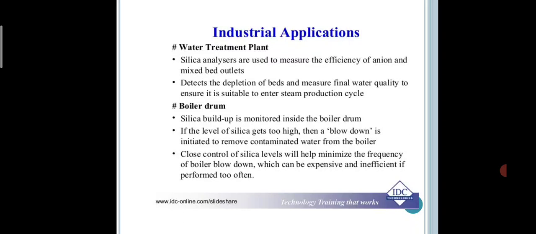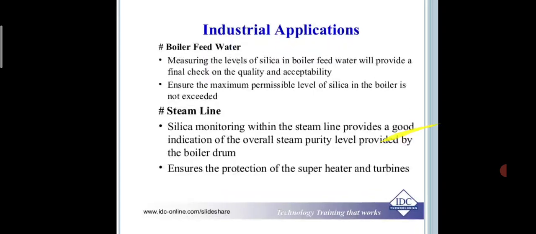The industrial applications of silica analyzers. Water treatment plants: the silica analyzers are used to measure the efficiency of anion and mixed bed outlets, detect the depletion of beds, and measure the final water quality to ensure it's suitable to enter the steam production cycle. Boiler drum: the silica buildup is monitored inside the boiler drum. If the level of silica gets too high, then a blowdown is initiated to remove contaminated water from the boiler. Close control of silica levels will help minimize the frequency of boiler blowdown, which can be expensive and inefficient if performed too often. These are the industrial applications of silica analyzers.